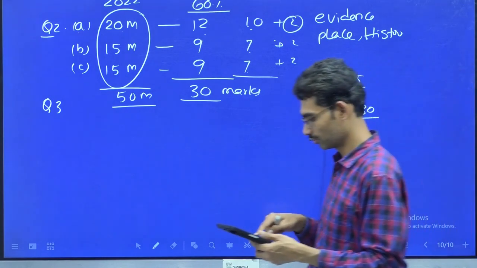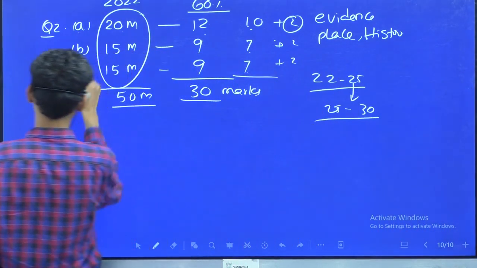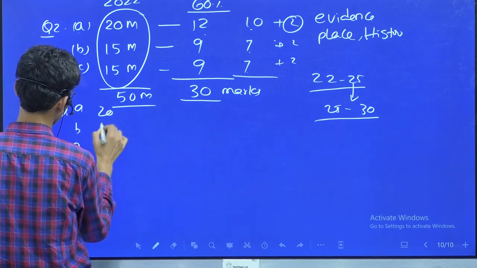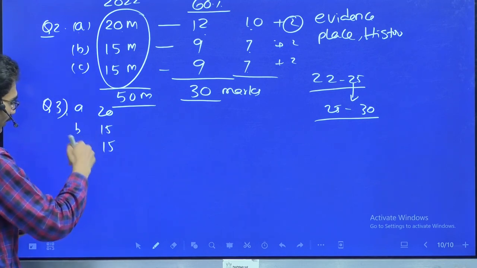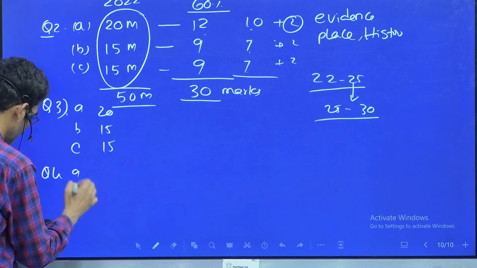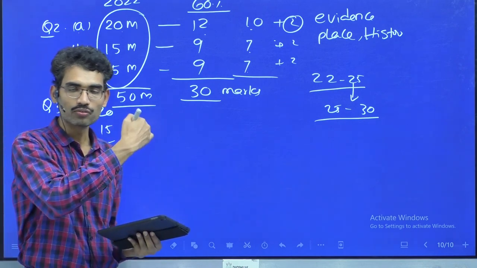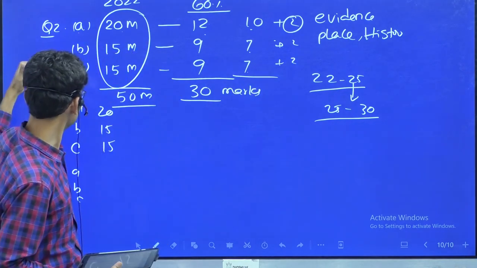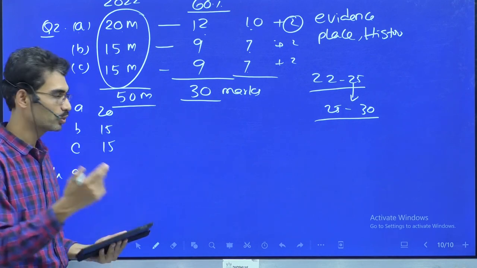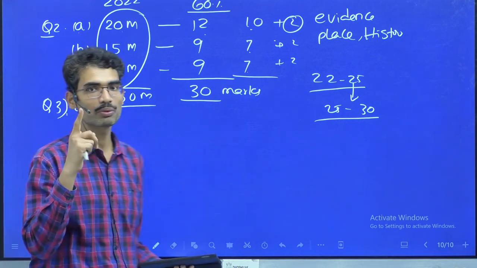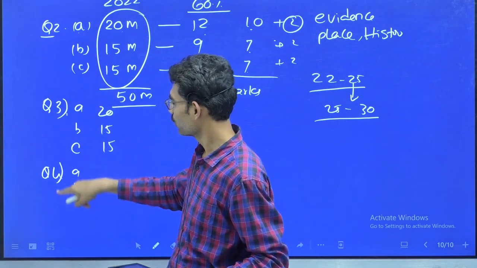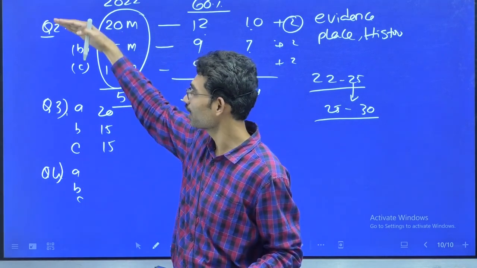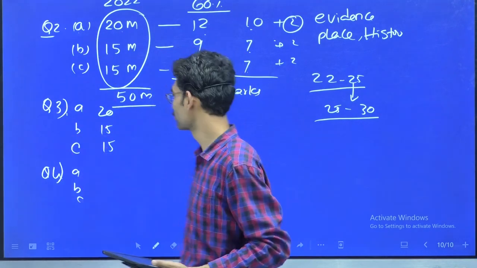Now, question number two, question number three also, A, B, C, same, 20, 15, 15. So likewise, question number four also, A, B, C. Out of all four questions, map is compulsory. Out of these remaining, question number two, three, four, maximum you can select two, but minimum you have to select one. Either two, three, four, one definitely you have to write, and one more is your choice. If you are comfortable in two questions, you can select two itself here.